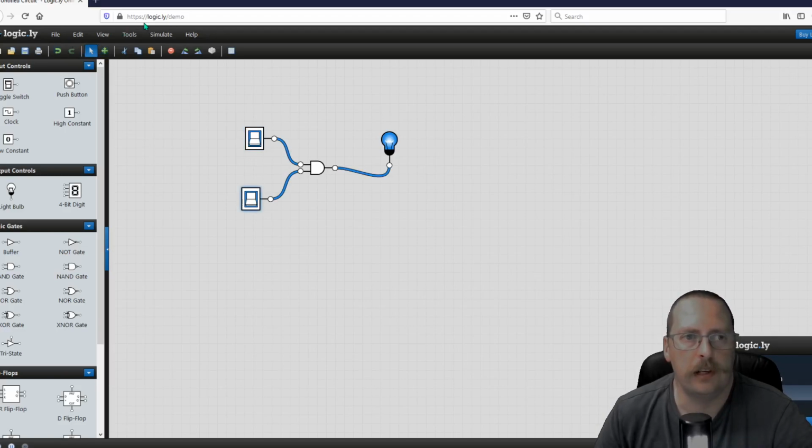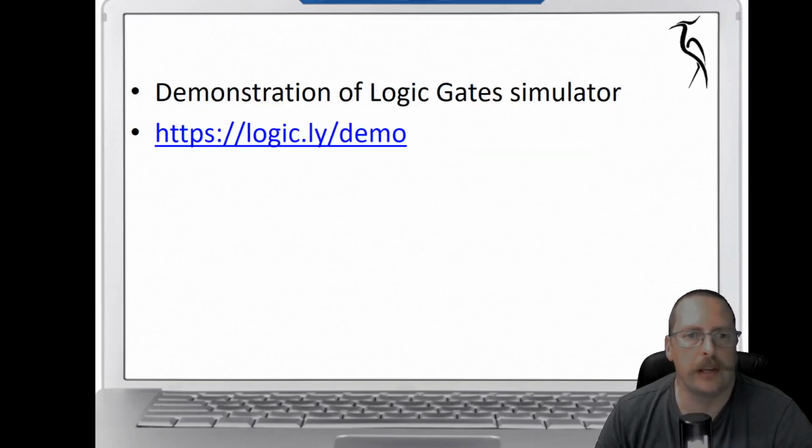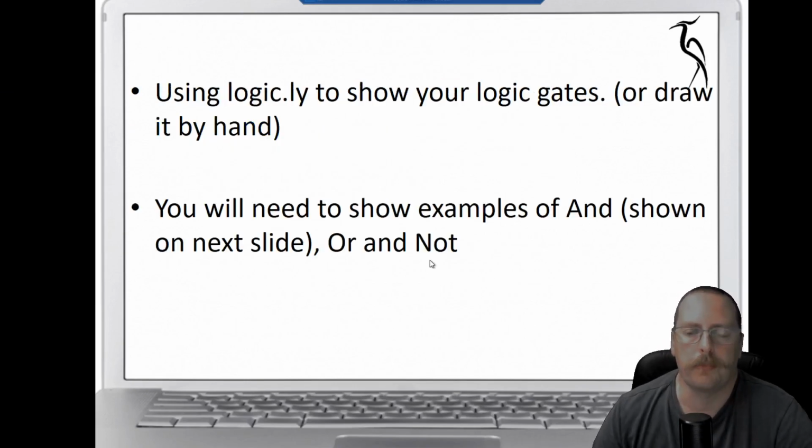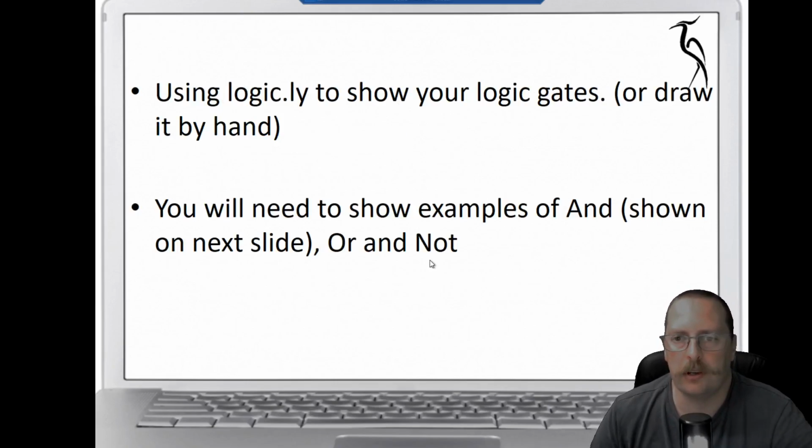So this is using logic.ly, and this is one way that you can do your work this week and screen print that and send it in to me. If you didn't want to use logic.ly, what you can do is draw it by hand, take a photograph of that and send that in. And what I'm looking for is examples of the AND gate. So if one input's on, if the other input's on, if both inputs are on and both inputs are off. You're after that going to show them for the OR and the NOT gate.